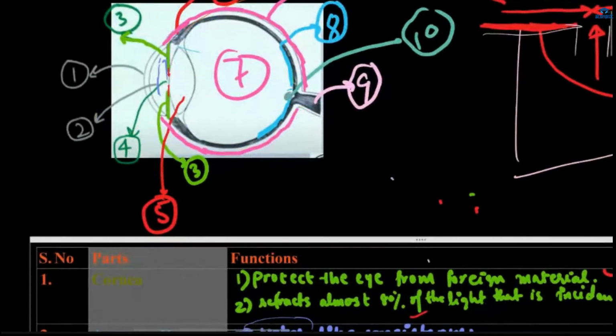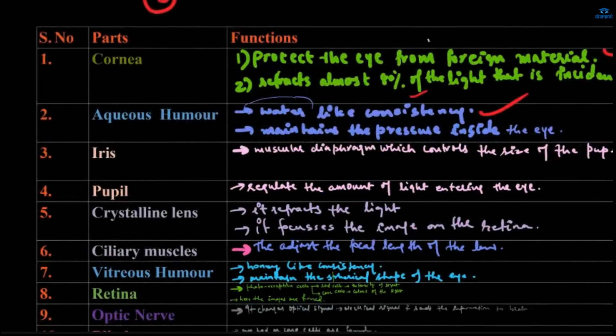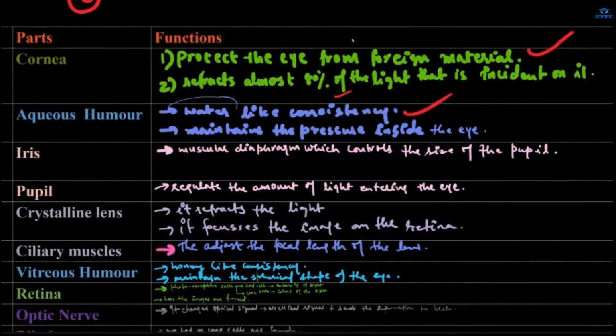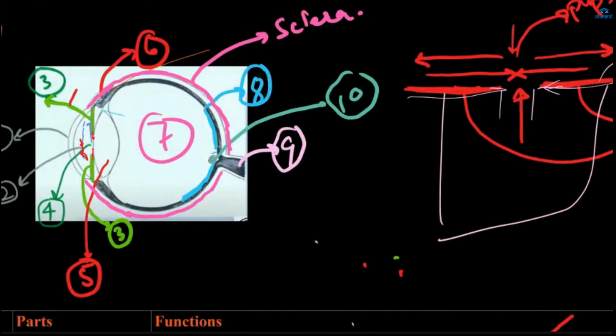Then second is the aqueous-humor. Aqueous-humor maintains the pressure inside the eye, and it has water-like consistency. Iris and pupil do the work simultaneously, which means they work in a pair. The iris is the muscular diaphragm. This third one is the iris, and the opening part is the pupil.